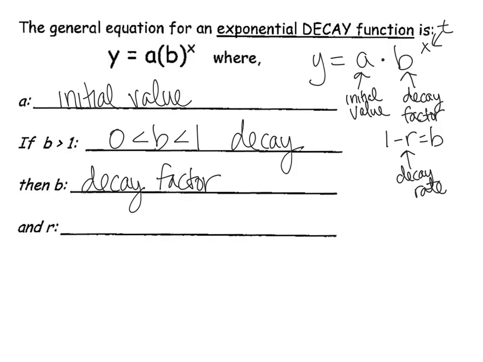X is time. Let's not forget it on this slide. R is my decay rate. And in my opinion, I think that it's best to write 1 minus B equals my R. So I'm going to have 1 and then I'm going to subtract B and I'll know.